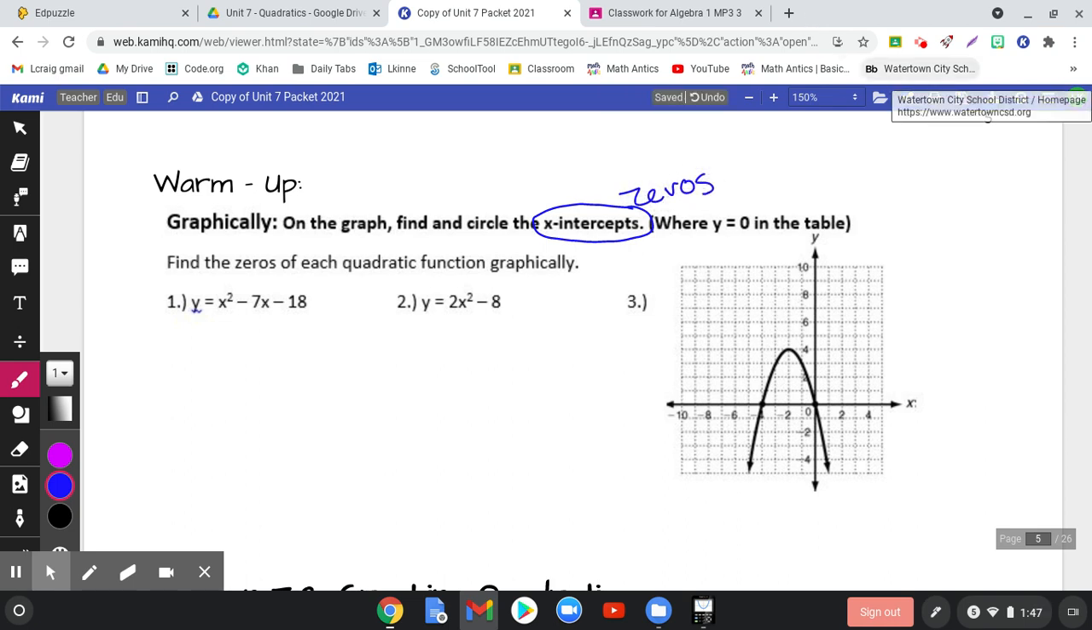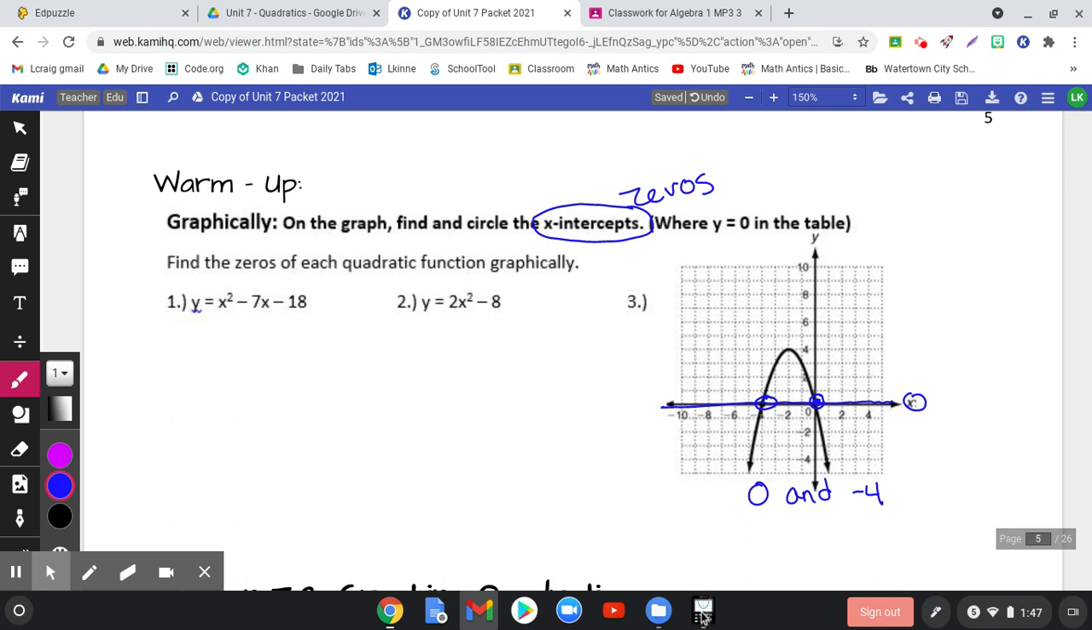So let's look at 3 first because the graph's already there for us. This is an x-intercept because it's crossing the x-axis. And this is an x-intercept. So 0 and -4. Those are your zeros or your x-intercepts. Now, from the equation, we can find that by using our calculator.